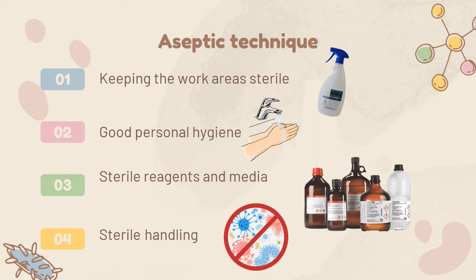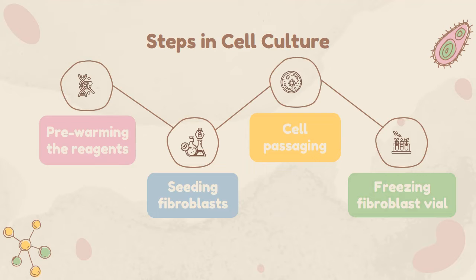The four key elements to aseptic technique are keeping the work area sterile, good personal hygiene, sterile reagents and media, and sterile handling. In the actual virtual lab simulation, the four steps in cell culture were pre-warming the reagents, seeding a new culture of fibroblasts, performing a cell passage, and freezing a vial of fibroblasts to increase cell stock.